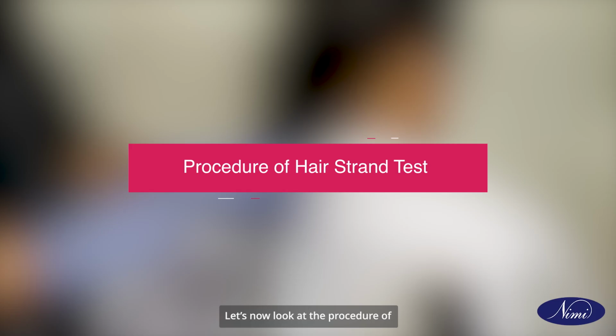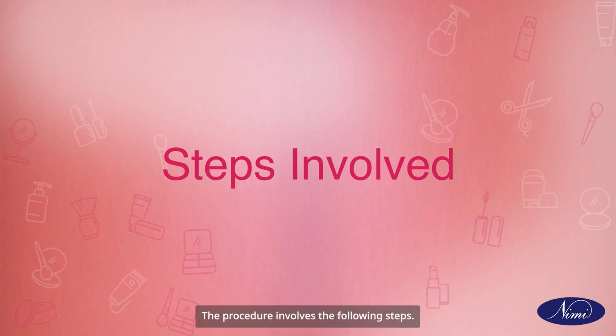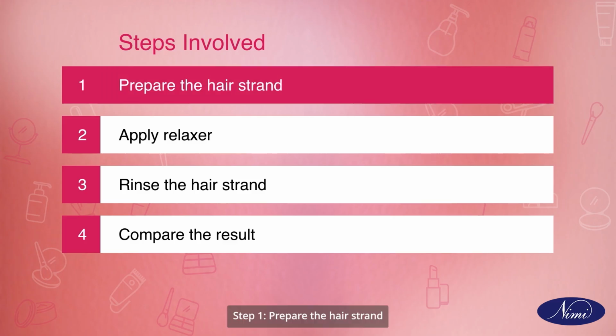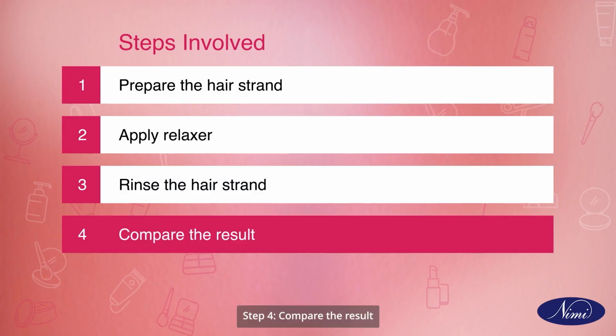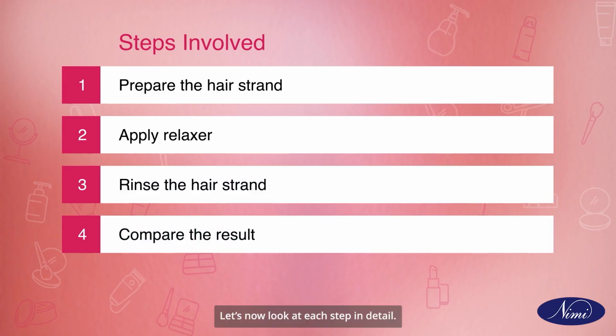Let's now look at the procedure of hair strand test. The procedure involves the following steps. They are: Step 1. Prepare the hair strand. Step 2. Apply relaxer. Step 3. Rinse the hair strand. Step 4. Compare the result. Let's now look at each step in detail.